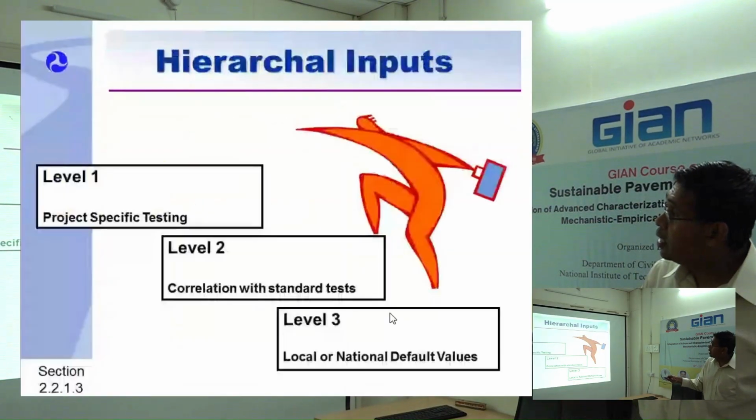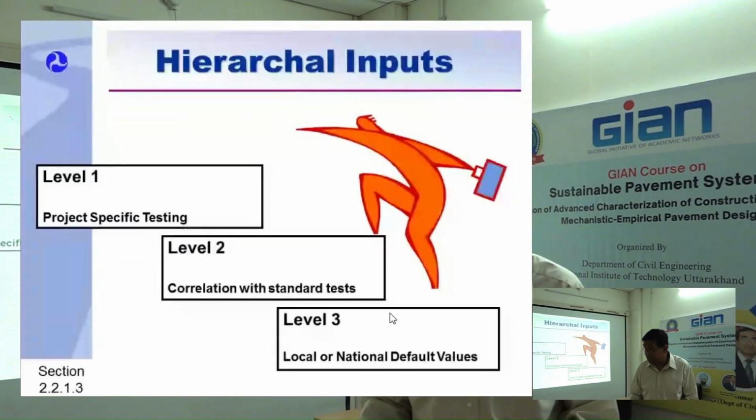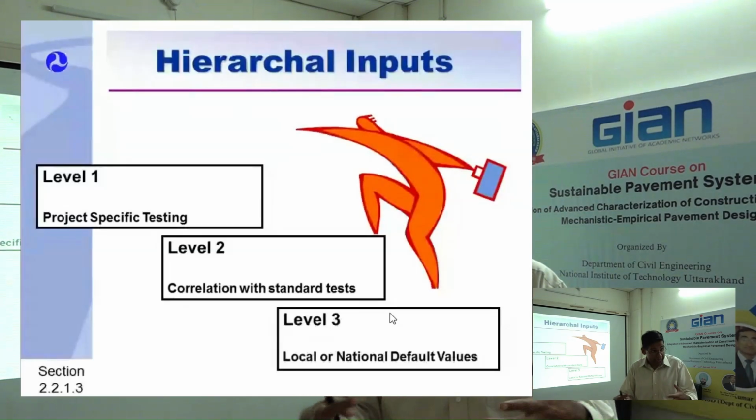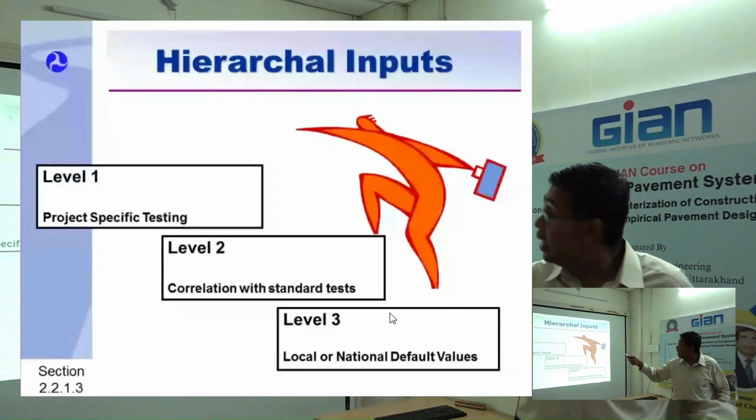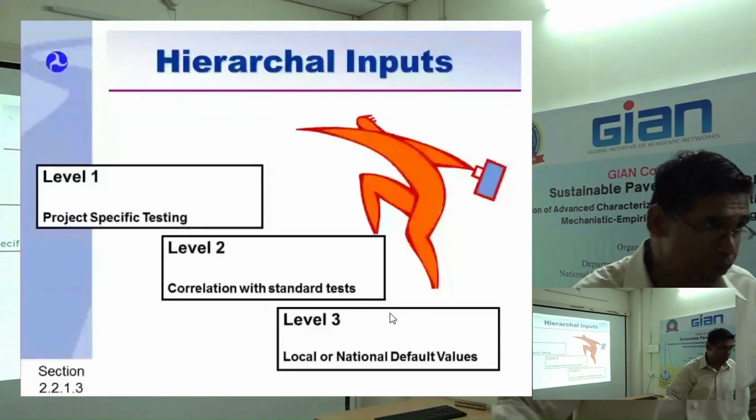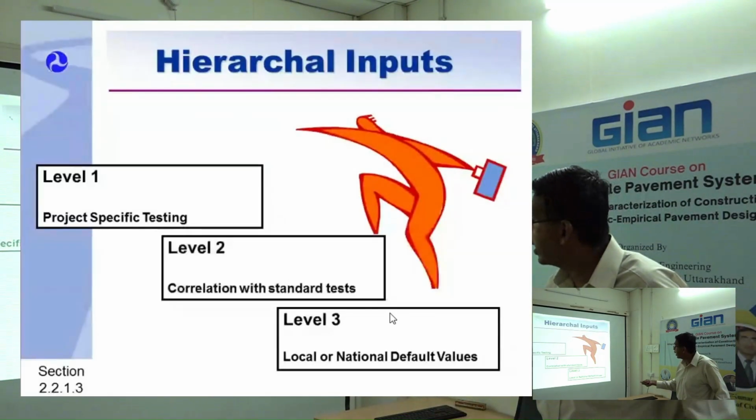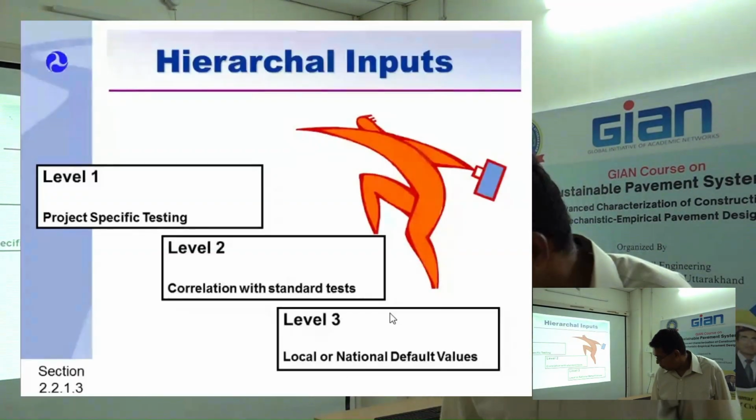Level 1 is project-specific testing. That means if you are going to do a national highway, you better invest, go into the lab, collect data, and measure the data. That's project-specific testing. Everybody with me? Level 2, you correlate with standard tests, CBR, R value. That's another one. And level 3, look at national or default values. So that's number 3.